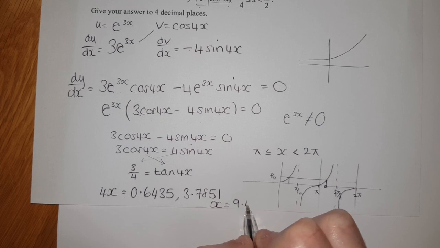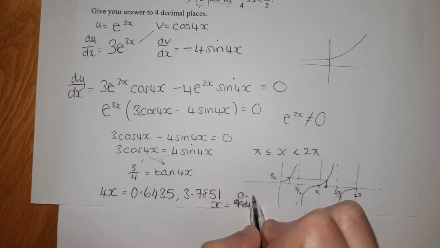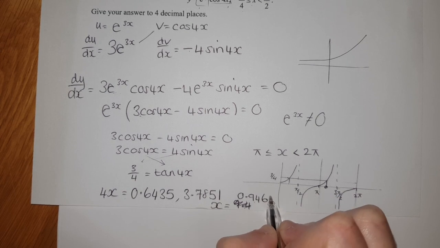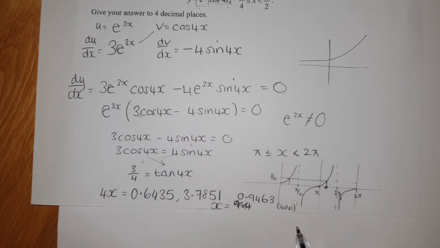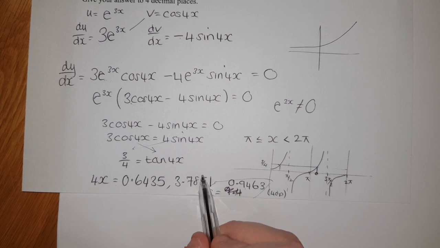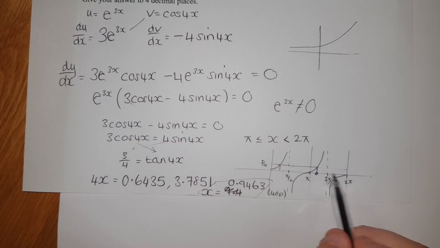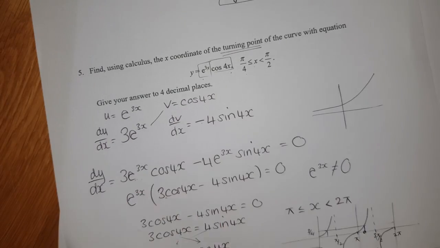You get 0.9463 to 4 decimal places. Okay, sorry about squishing that on the end there. But obviously, there's no point in dividing the other one by 4 since it's not within the region they've asked for. And that's it for differentiation.